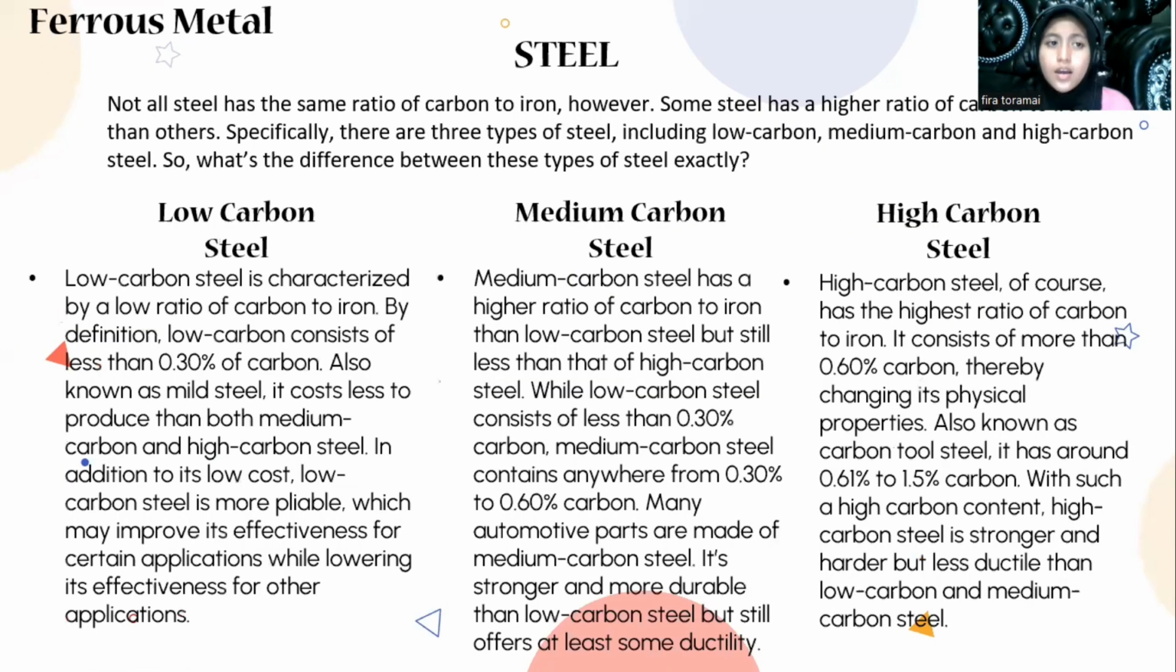Okay, so not all steel has the same ratio of carbon to iron. Some steel has a higher ratio of carbon to iron than others. Specifically, there are three types of steel, including low carbon, medium carbon, and high carbon steel. So what is the difference between these types? Okay, so we're going to talk about low carbon steel first.